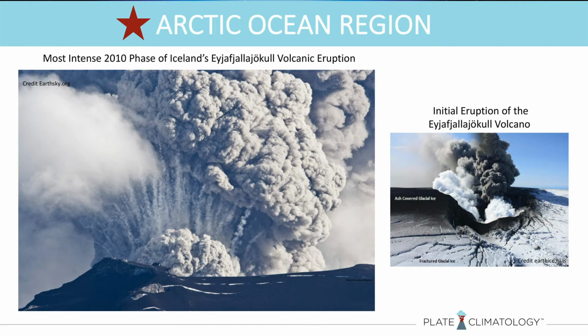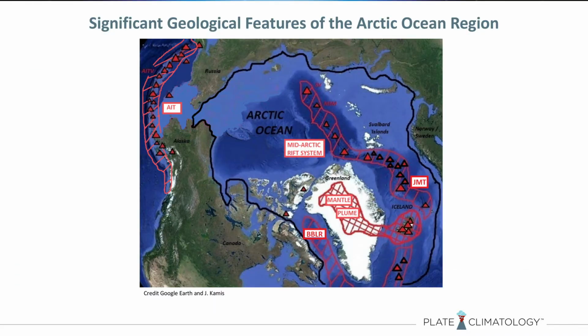On the right slide is just one of my favorite slides. It shows the initial eruption of the volcano and how it's spreading volcanic ash across the glacier. It also shows how it fractures the glacier and connects down to the bedrock. Next, let's take a look at the regional aspects of the Arctic region.